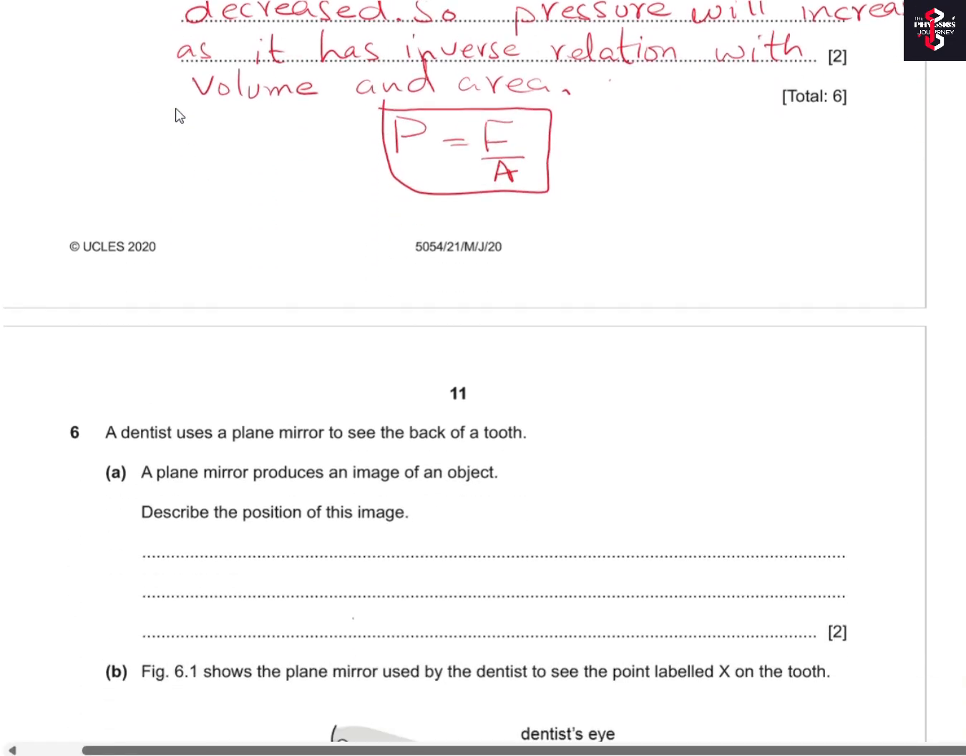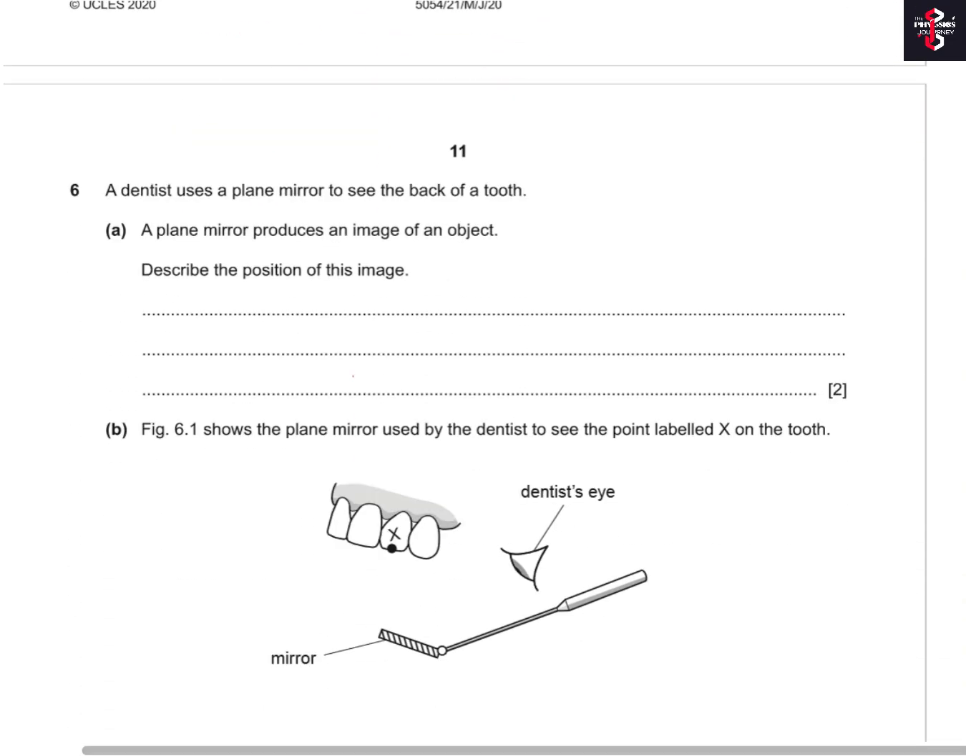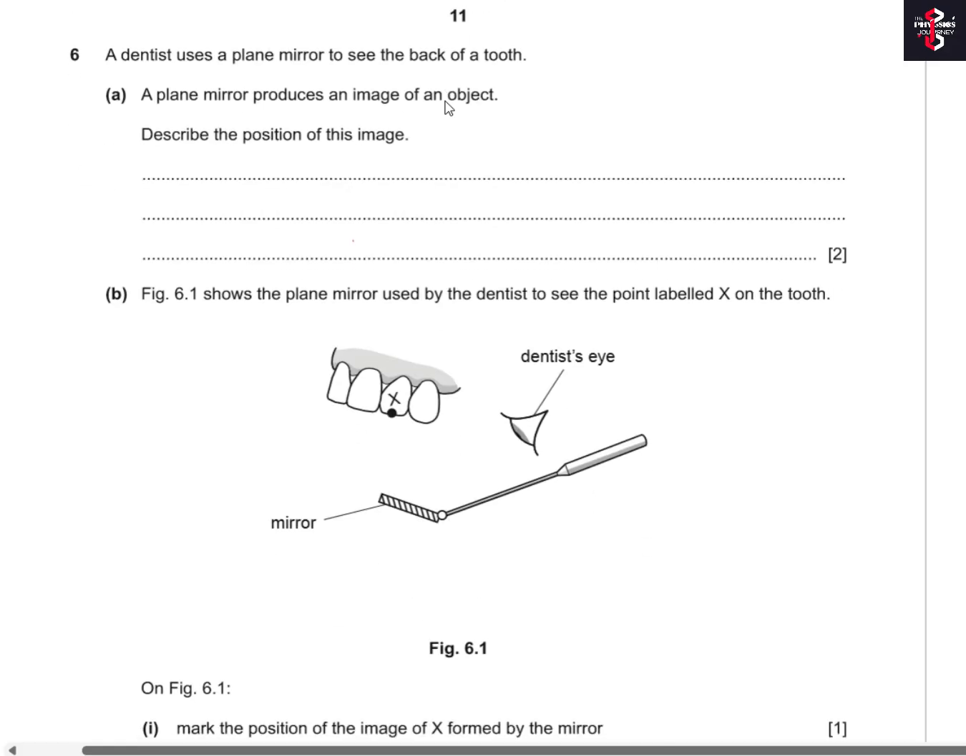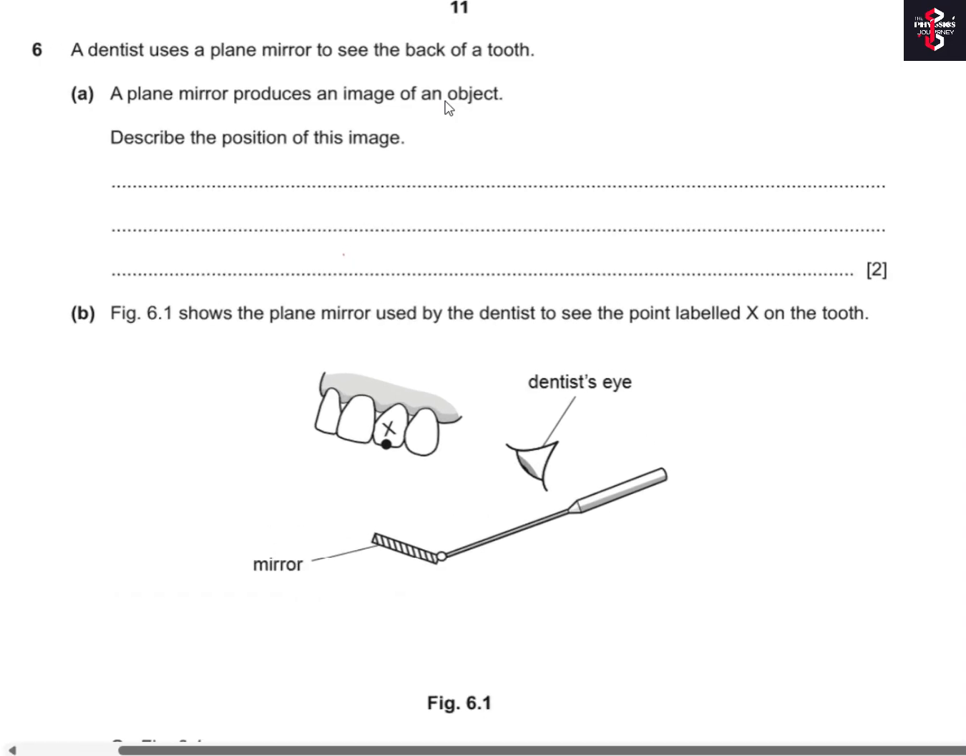So, question number 6. A dentist uses a plane mirror to see the back of a tooth. A plane mirror produces an image of an object. We are asked to describe the position of the image.